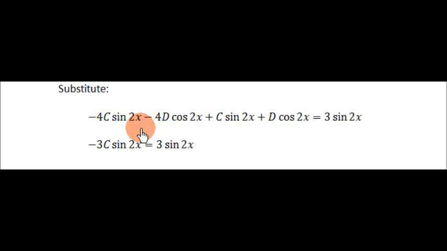So we can cancel all the cosine. So what is left is negative 4c sine 2x plus c sine 2x. So negative 4 plus 1 is negative 3. So negative 3 c sine 2x equals 3 sine 2x. So our c is equal to negative 1. And our y2 will now be equal to negative sine 2x.